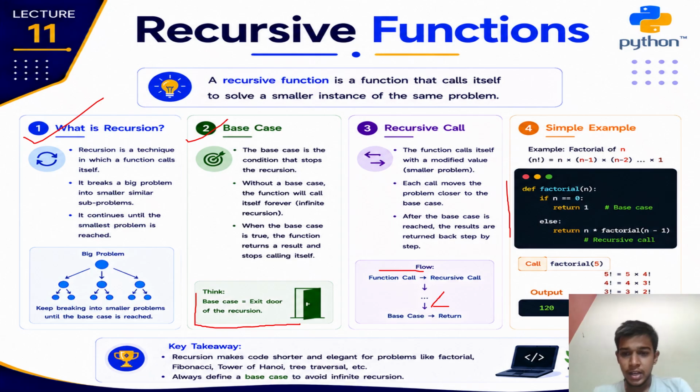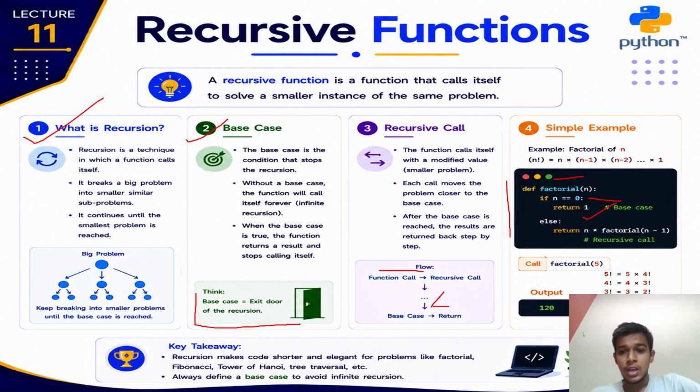So let's understand it step by step. First, the function checks whether n is equal to 0 or not. Here, a function factorial is defined, inside that n parameter is given, then it is checking whether n is equal to 0 or not. If it is 0, the function returns 1. This is the base case.